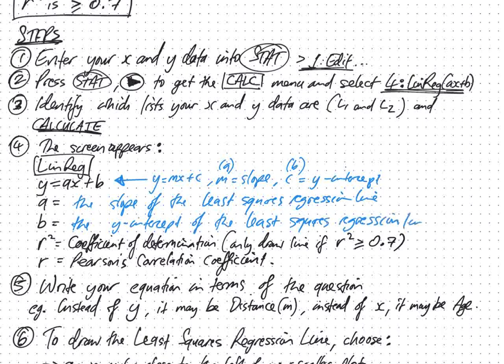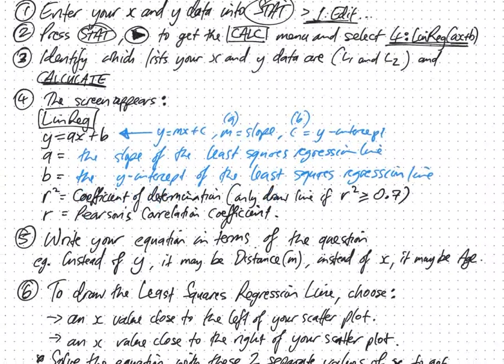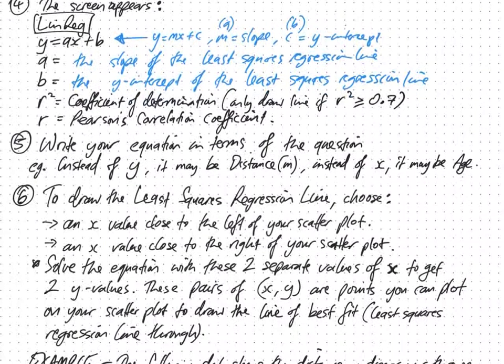Alright, so it tells you all of the elements that you need to be able to actually draw the line equation like we did in topic 2. And as we've already stated, r squared is the coefficient of determination. You're only doing this if r squared is greater than 0.7, and also r is the Pearson's correlation coefficient.